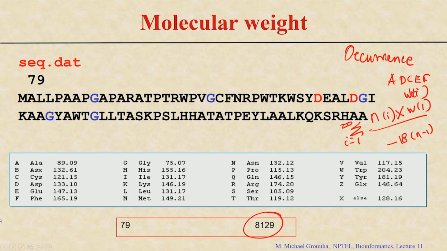So, how to calculate the molecular weight? We need the occurrence. So, we get the occurrence, we know the molecular weights for each amino acid residue. So, we calculate the N of i multiplied by W of i, and you have to subtract the molecular weight of the water, which is 18 into n minus 1. So, if you assign the values for all the residues and then calculate, finally you get the number 8129.